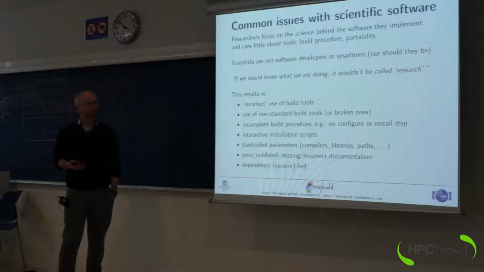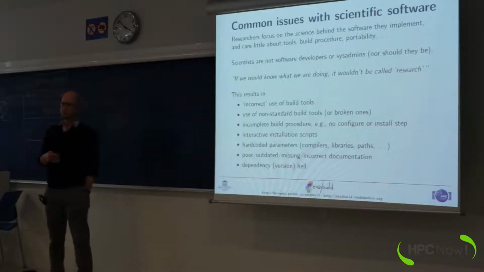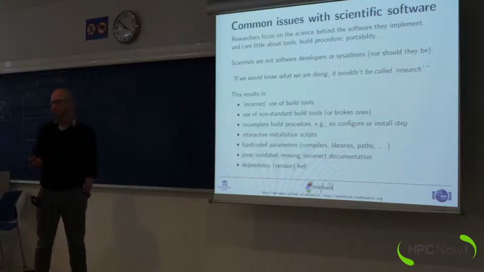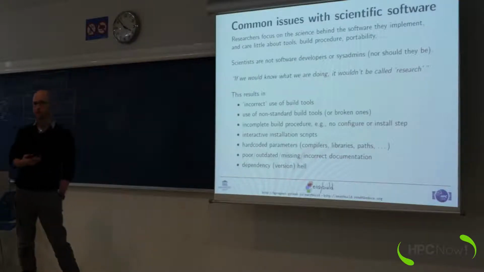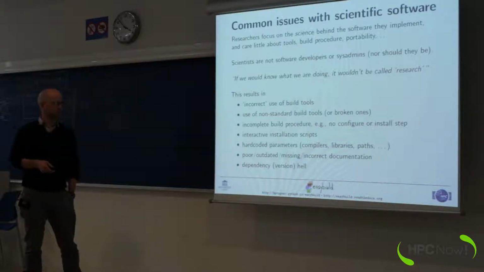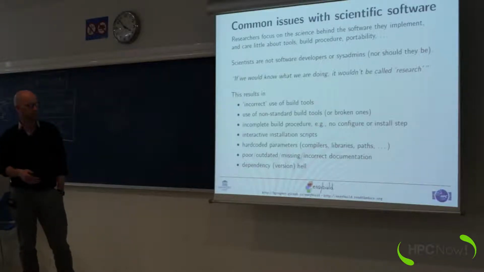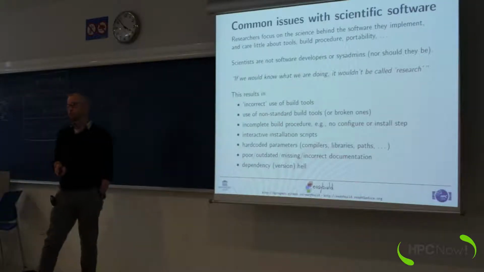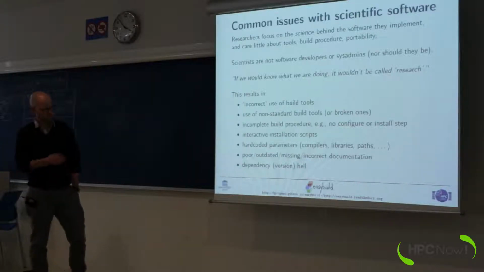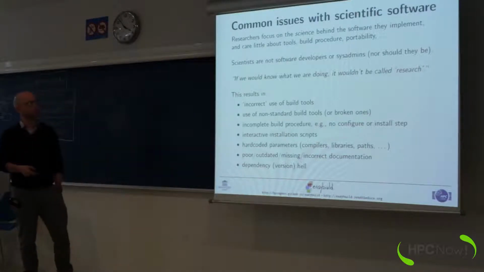And so in the end, that results in things like they use build tools. Even if they use build tools, they might use them in the incorrect way. They might use non-standard build tools. Their build process might be incomplete, so they might have no configuration at all. They might have no install step. They might think it's a good idea to start using interactive installation scripts where you have to answer questions all the time. It's not. Then they might have hard-coded parameters inside, so the paths to particular .h files or to compilers or libraries or anything like that. Documentation is usually a big source of a problem because sometimes, in many cases there isn't any. Usually it's outdated even if it does exist, and sometimes it's just plain poor. And then of course we have this issue again of this dependency hell that we keep having to go back and cycle through the same issues.